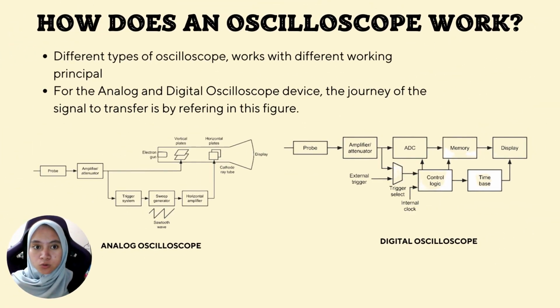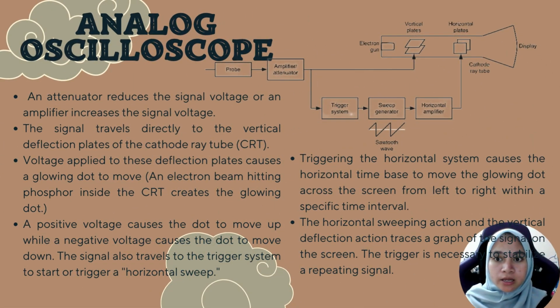How does an oscilloscope work? Different types of oscilloscope work with different working principles. For the analog and digital oscilloscope device, the journey of the signal transfer is shown in this figure. First one is analog oscilloscope and the second one is digital oscilloscope. Analog oscilloscope: an attenuator reduces the signal voltage or an amplifier increases the signal voltage.